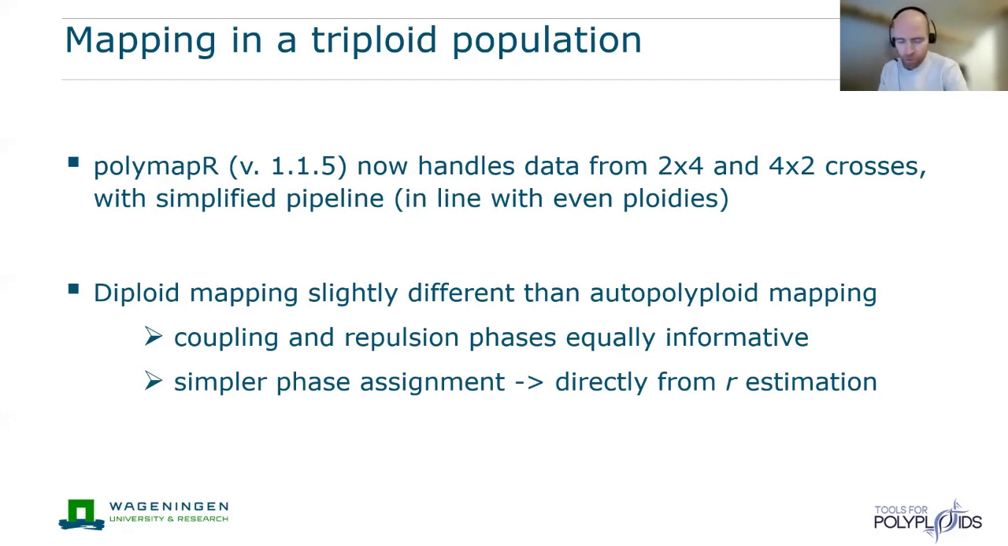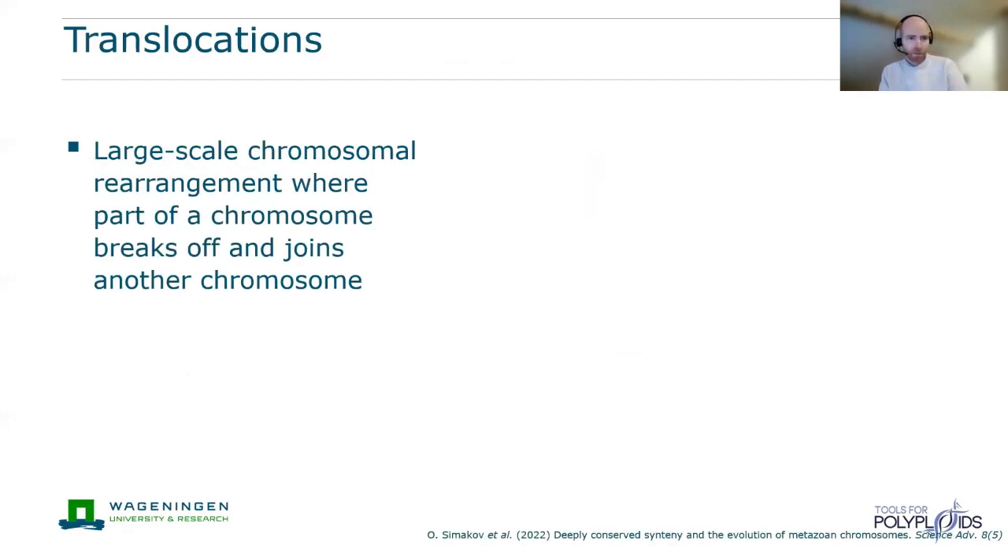Okay, so I'm going to be going through this, as I said, in a couple of minutes. The next thing after triploidy is translocations. As you know, translocations are large-scale chromosomal rearrangements. That's where part of the chromosome breaks off and it joins to another chromosome sometime in the past.